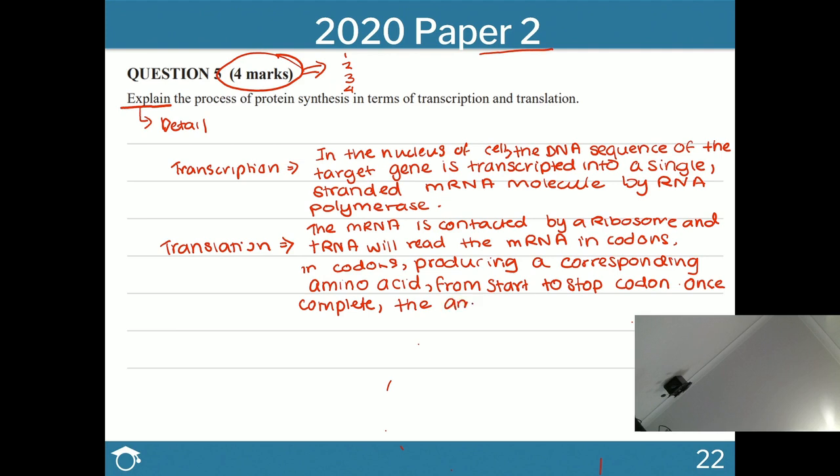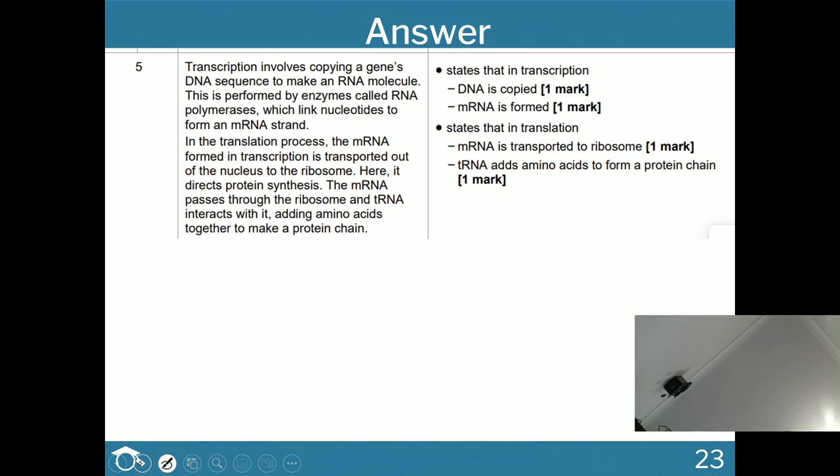The amino acid chain, polypeptide chain, will break off and condense into protein. Makes sense. So that's an example of what I would write.